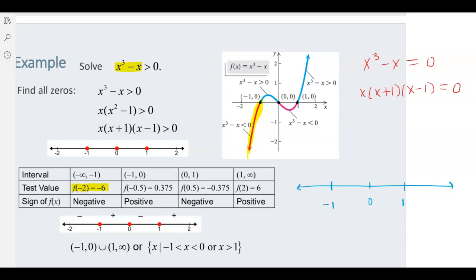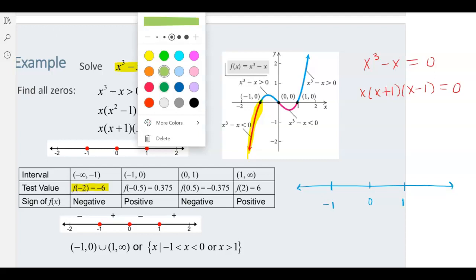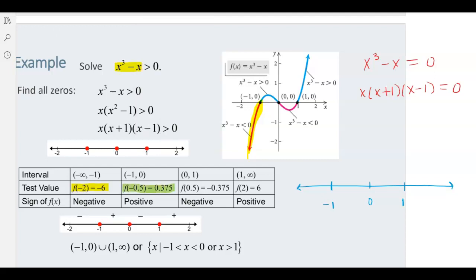When I pick a number that is in between negative 1 and 0, negative 0.5 in this case, I get that the graph is positive. That means that the graph is above the x-axis in that particular interval.